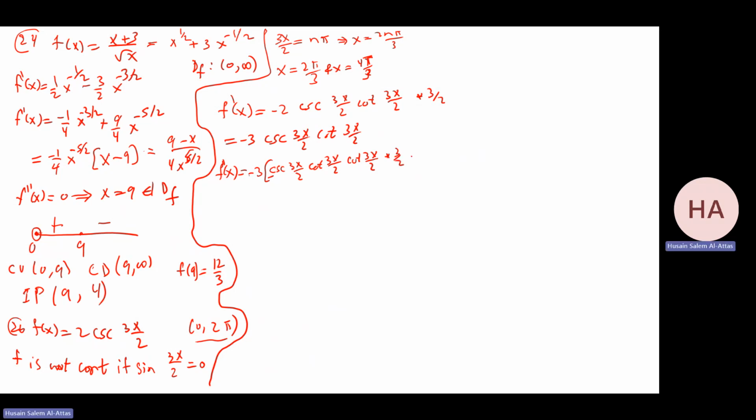Okay. Minus cosecant 3x over 2 cosecant square 3x over 2 times 3 over 2. And that gives me what? Minus 9 over 2. Okay. Cosecant cubed 3x over 2.